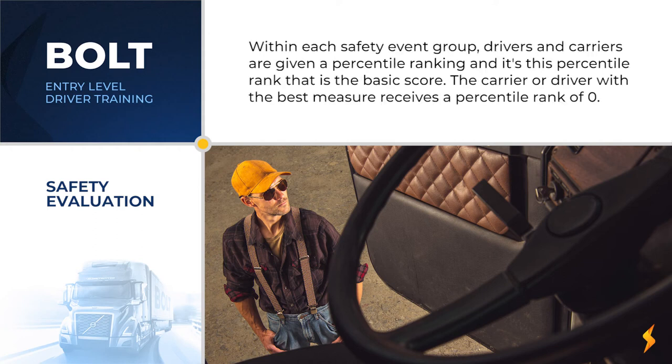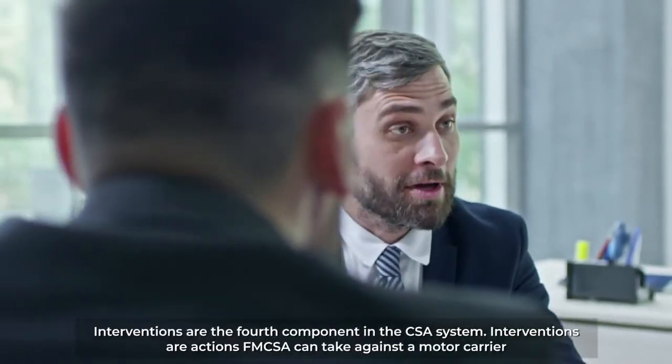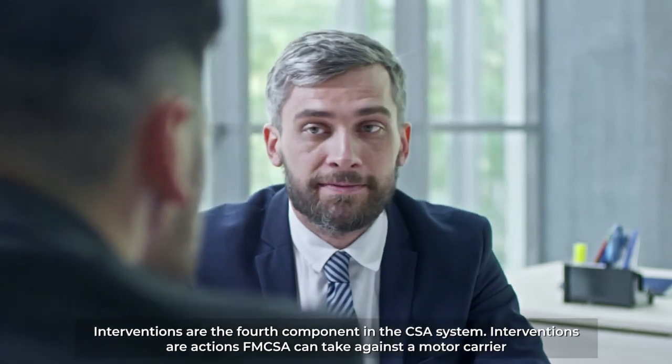Within each safety event group, drivers and carriers are given a percentile ranking, and it's this percentile rank that is the basic score. The carrier or driver with the best measure receives a percentile rank of 0, while the carrier or driver with the worst measure receives a percentile rank of 100. If one or more of the basic percentiles exceed a threshold, the carrier or driver becomes a candidate for an intervention. Interventions are the fourth component in the CSA system.